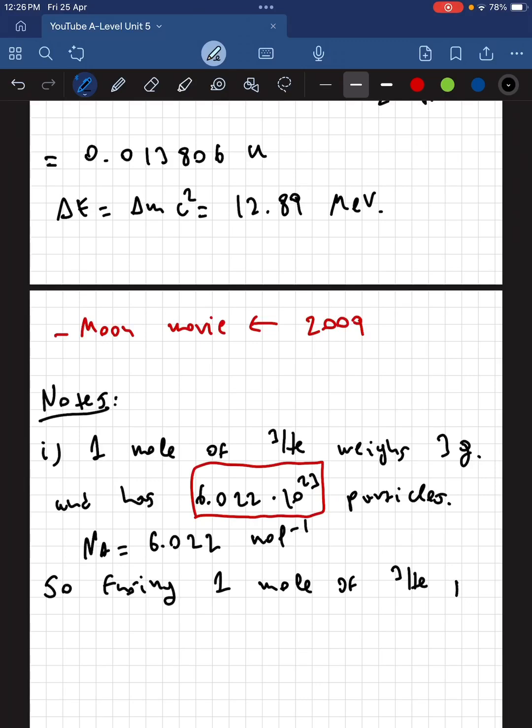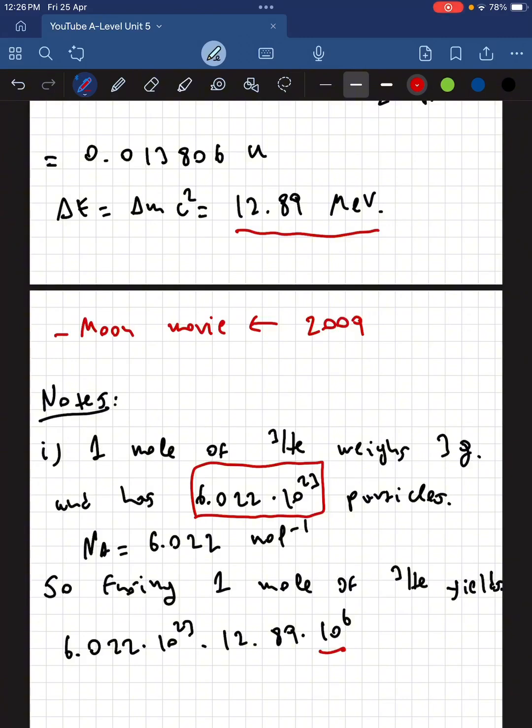how much energy will we get? Let's see. We have 6.022 times 10 to the 23 particles, times, for each fusion, we get 12.89 times 10 to the 6 eV, because I already converted to eV by multiplying by 10 to the 6. By the way, I'm taking the energy from there. So 12.89 times 10 to the 6 times 1.6 times 10 to the negative 19 joules per electron volt. We find 1.24 times 10 to the 12 joules.